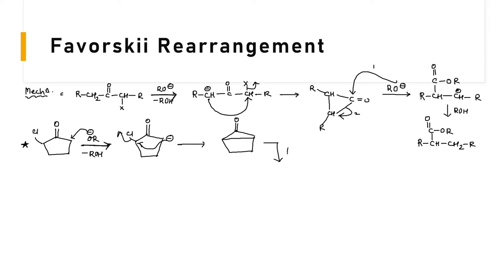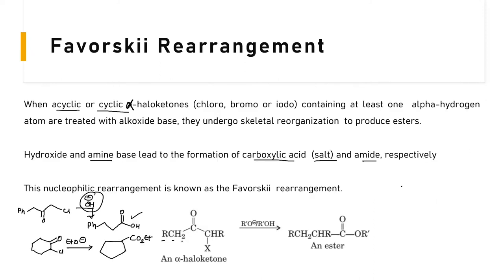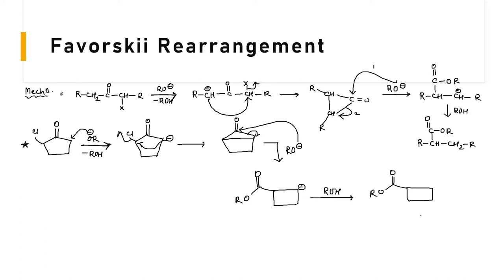Now, RO minus will attack at the carbon. This will open up. You'll be getting this. And the negative charge that remains here will react with ROH, and that negative charge will be removed, and you'll get an ester with ring contraction. Okay. The same thing I showed earlier: this was six-membered so this became five-membered, this is five-membered so this will become four-membered. Okay, so it's a pretty simple reaction, very, very simple reaction.